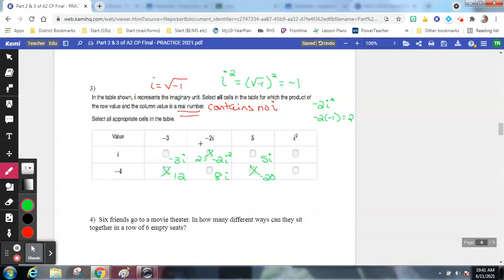That is one. i times i squared. Now remember, I just said i squared is the same as negative 1. So I could treat this as doing everything times negative 1. So i times a negative 1 is a negative i. That's not a real number. And negative 4 times i squared, or negative 4 times negative 1, is a positive 4. That's a real number. Okay, so this is going to be important to know: i is the square root of negative 1, and i squared is the same as negative 1. And we can replace that value.